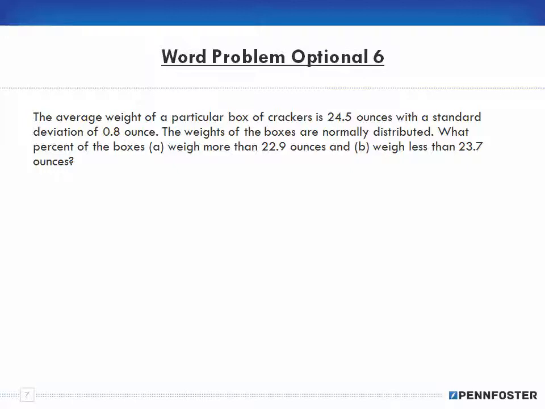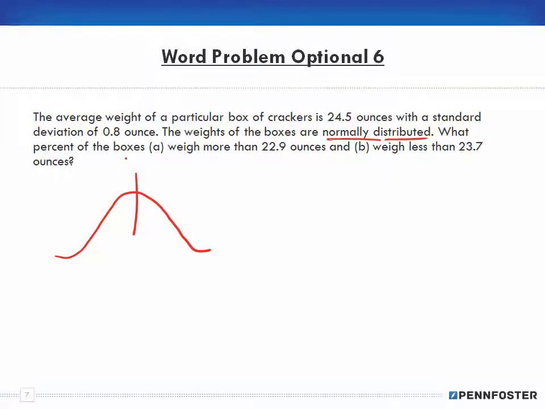It says here, the weighted average of a particular box of crackers is 24.5 ounces with a standard deviation of 0.8 ounces. The weights of the boxes are normally distributed. What percentage of boxes A weigh more than 22.9 ounces and B weigh less than 23.7 ounces? Remember, it's telling us that it's normally distributed, meaning it sits under the bell curve. Terrible looking bell curve, but it is what it is. It sits under the bell curve because that's what normal distribution looks like.